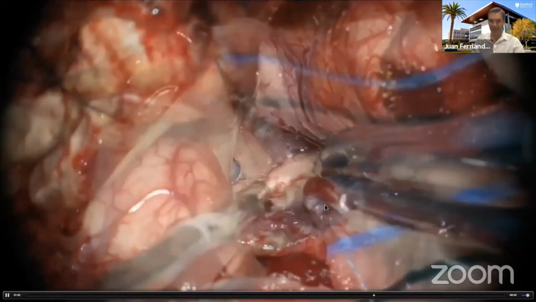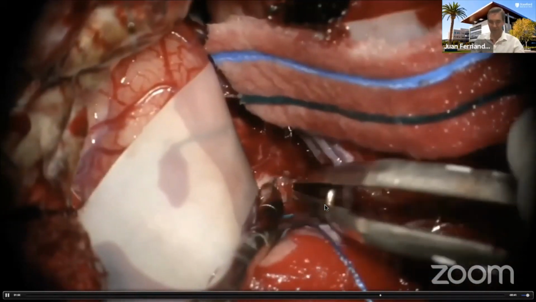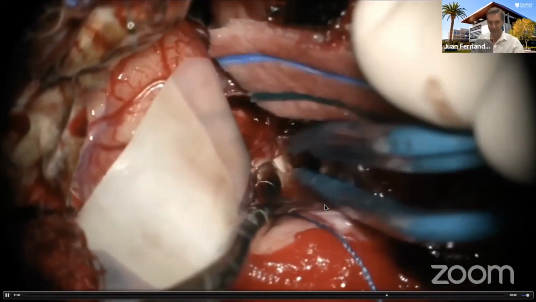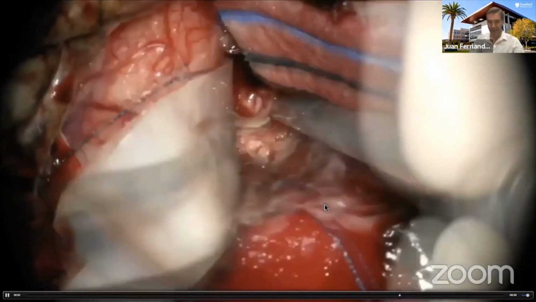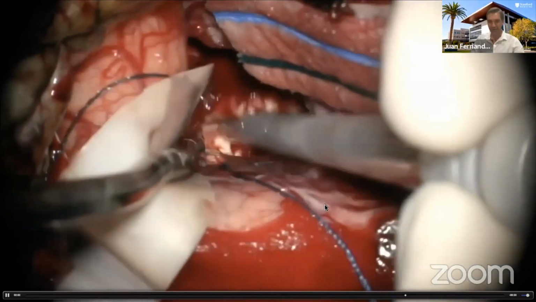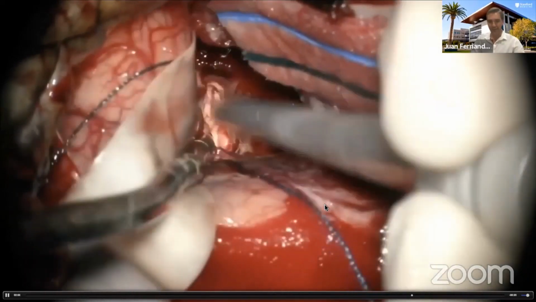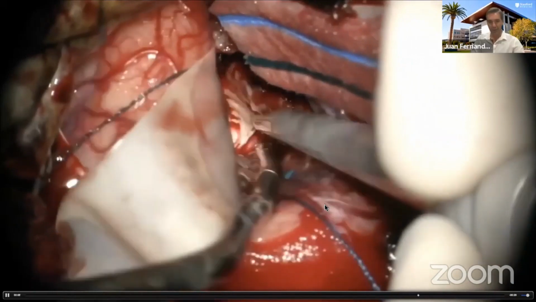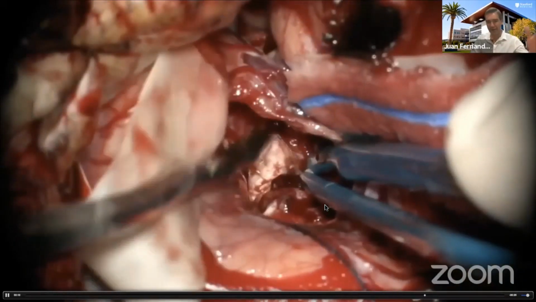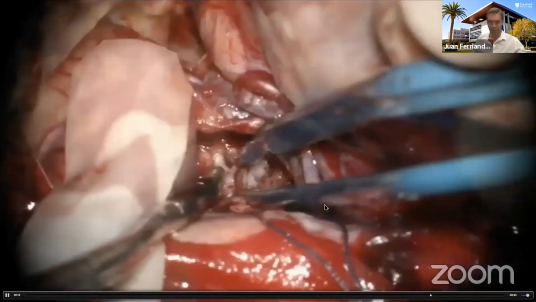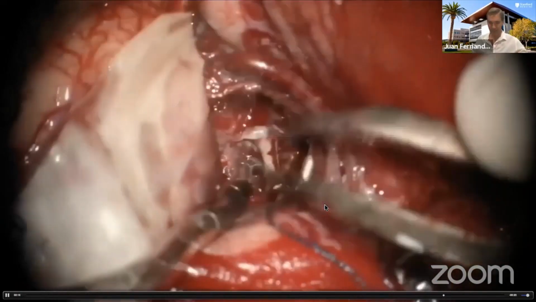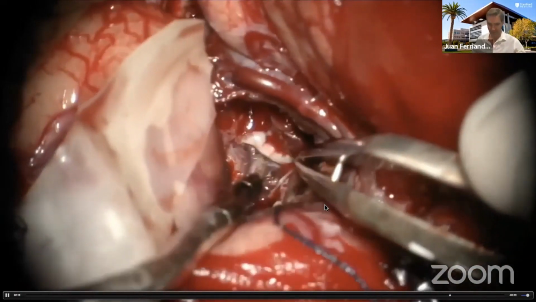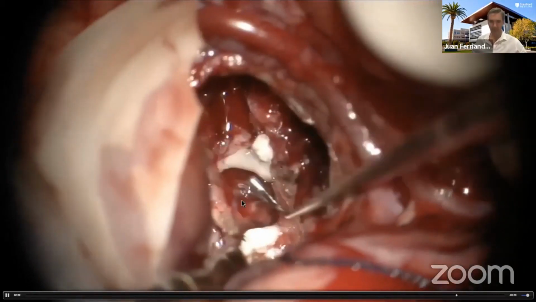And I can attack the uncus from inside and from outside. And then I can go from inside, I can go into the temporal horn, and then I want to find my choroidal fissure medially. And then I'm disconnecting the head of the hippocampus. Laterally, I have the collateral eminence and collateral sulcus, which corresponds. And that's my lateral limit. That is the fimbria. And we are disconnecting the fimbria.